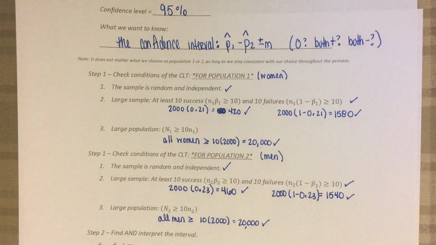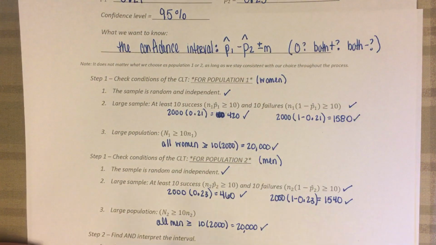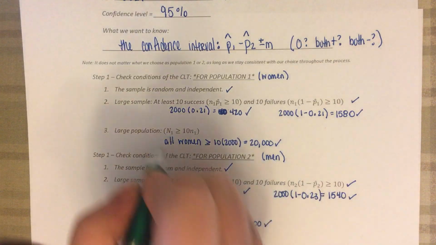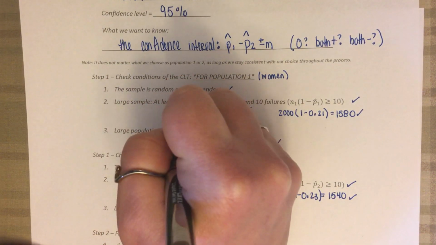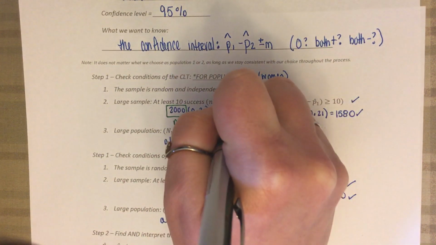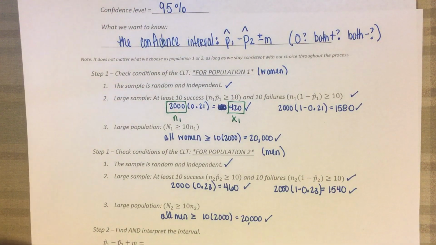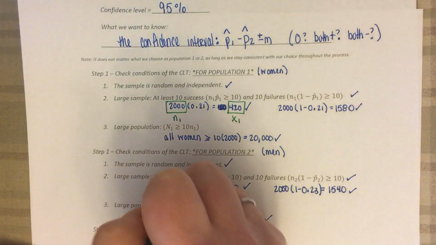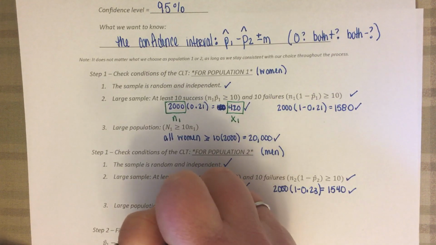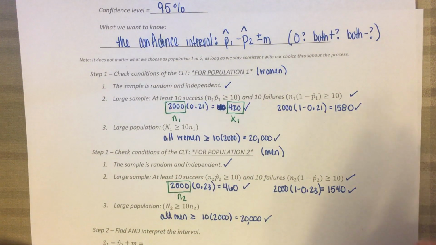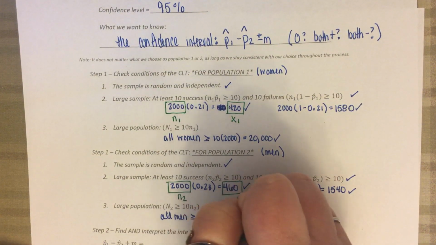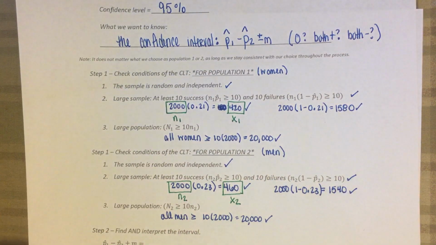Now we're going to find and interpret our interval. As we are using StatCrunch, when we are plugging in values, our N1 is our first sample size. So our N1 is going to be this 2,000. And then our X1 is our number of successes for our first population. So that's going to be 420. Our N2 is our sample size for our population of men, and our X2 is the number of successes for this population.